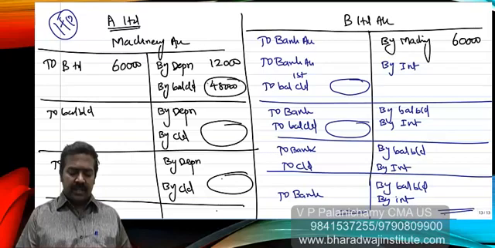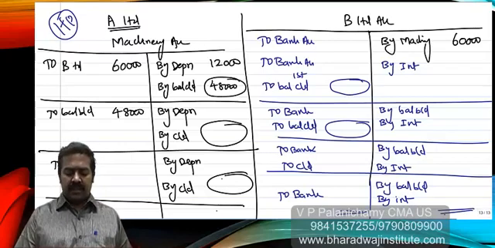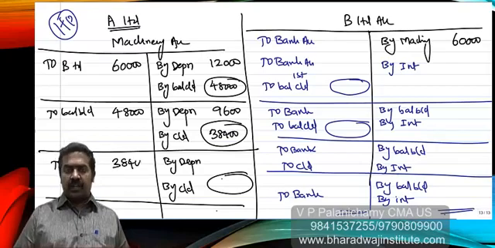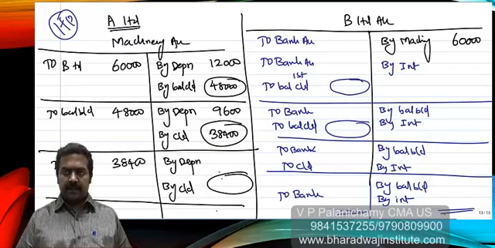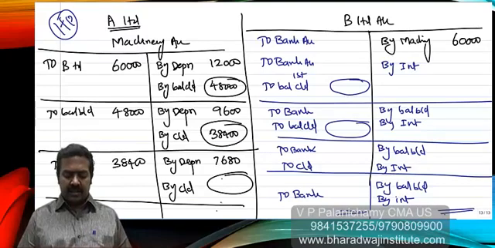48,000. 48,000 by depreciation 9,600, balance. Like this you can continue for 4 years. 38,400 into 20% is 7,680. Like that you can continue for 1 more year. That you can do it.